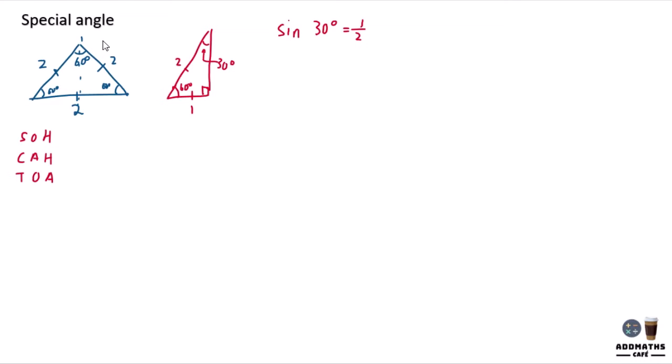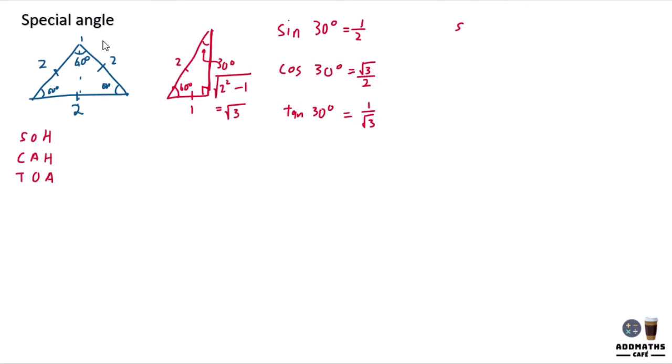And before we continue more, we need to find this part. We know that this is 2, this is 1, this will be square root of 2 squared minus 1 squared, which at the end will give me a square root 3. So for cos 30, it will be adjacent over hypotenuse, so it will be square root 3 over 2. And tangent 30, opposite, which is 1, over adjacent, which is square root 3.